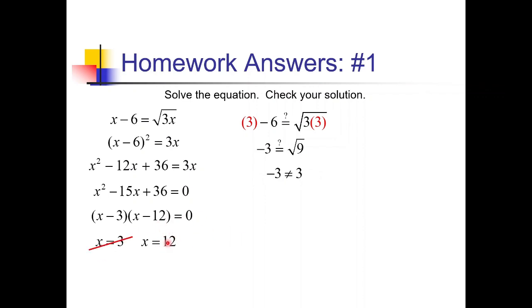Hopefully 12 works. Let's plug that one in now. So we've got 12 minus 6 equaling radical 3 times 12. Again, or does it? We need to find out. So this is going to be 6 on the left, radical 36 on the right. The square root of 36 is indeed 6. That works. So 12 is a good answer.